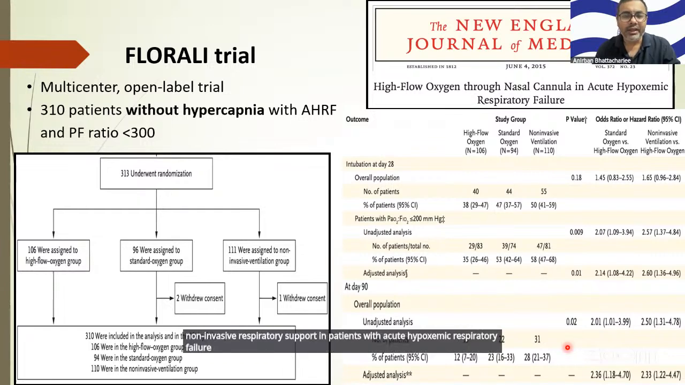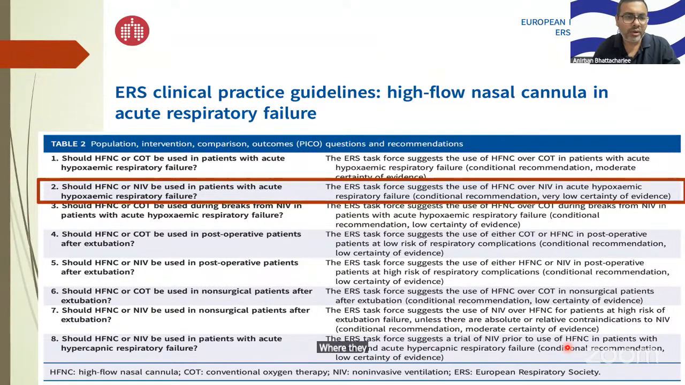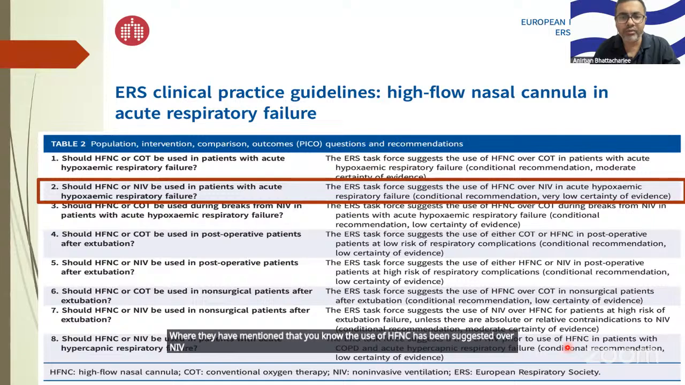This has been reiterated in the ERS clinical practice guidelines, where they have mentioned that the use of HFNC has been suggested over NIV in patients with acute hypoxemic respiratory failure. Although the certainty of evidence is very low, and we still have just the FLORALI trial with a good secondary outcome benefit.